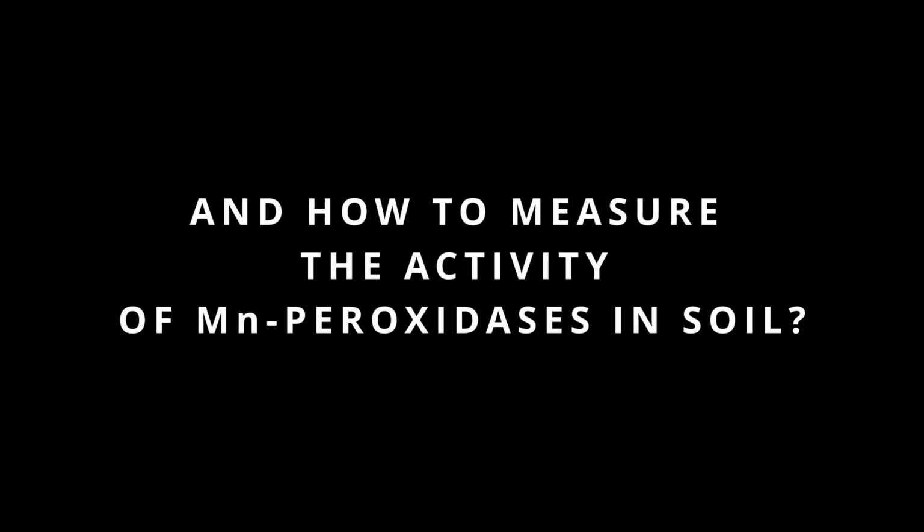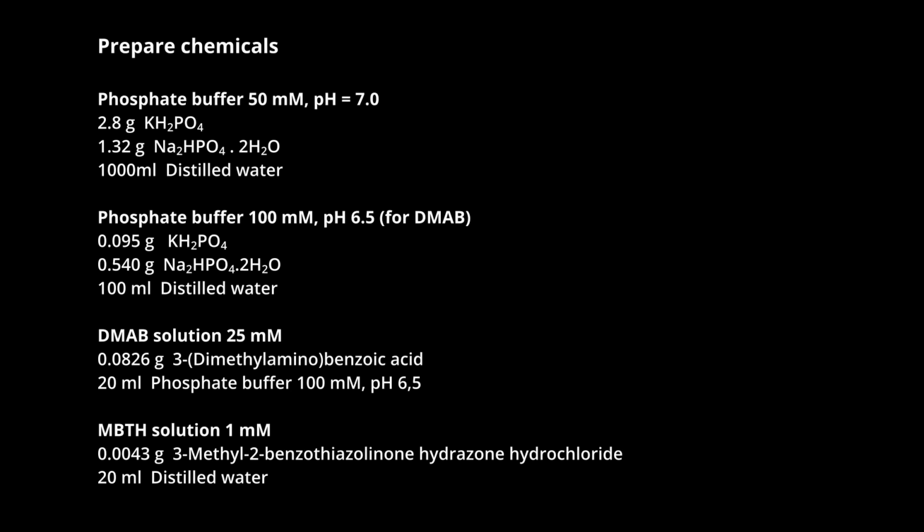And how to measure the activity of manganese peroxidases in soil? First of all, you need to prepare chemicals which will be used during extraction and measurement. There are solutions of phosphate buffers. The first 50 millimole phosphate buffer will be used for the extraction, and the second 100 millimole phosphate buffer will serve to dissolve the DMAB.